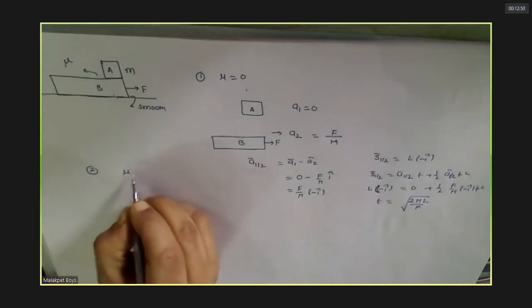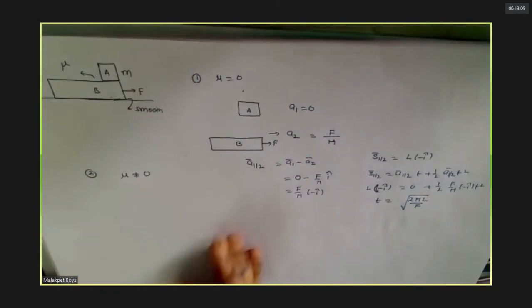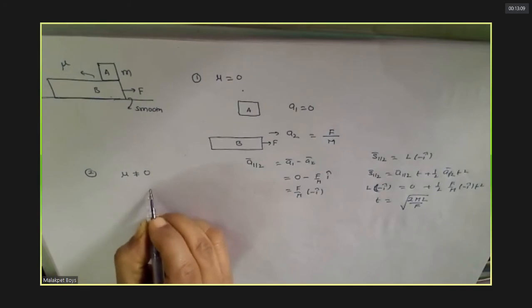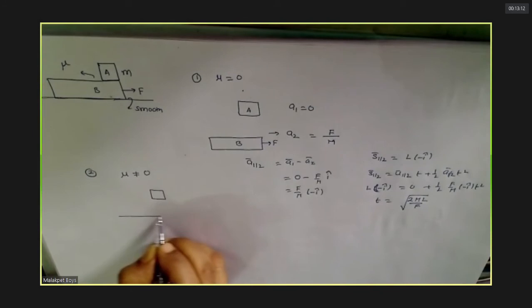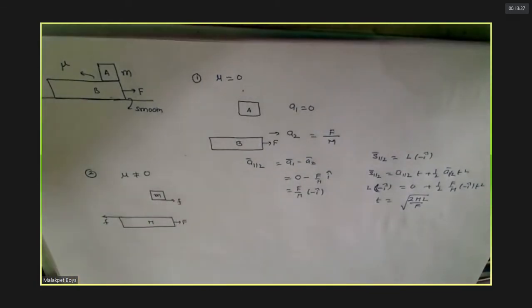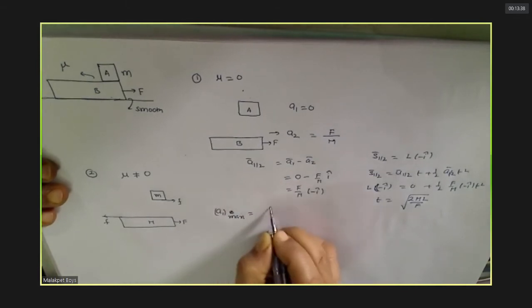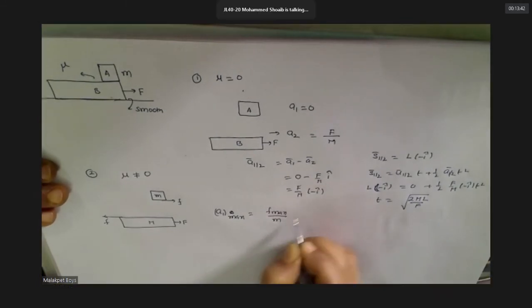The friction is not zero. Then you can see that there are two possibilities. If you draw the free body diagram of this, this is M, this is M. This is the friction. This is the friction. Now here, what is the maximum acceleration A can have? What is the maximum acceleration it will have? F max by M.